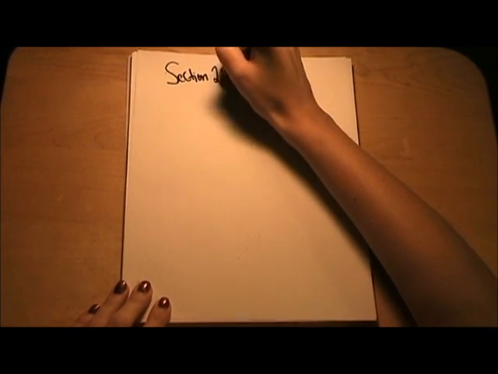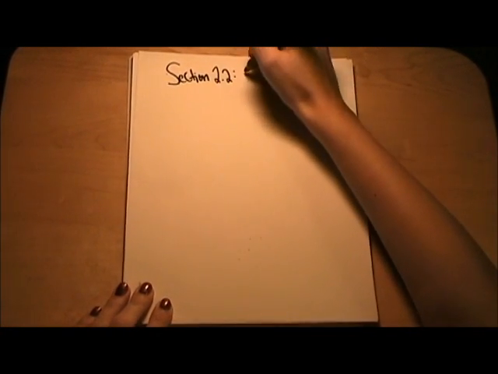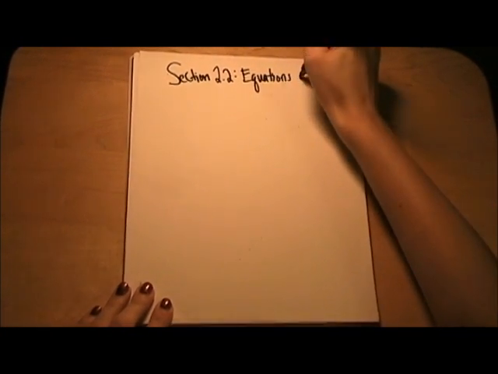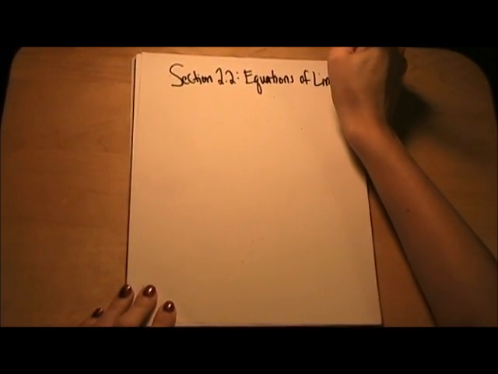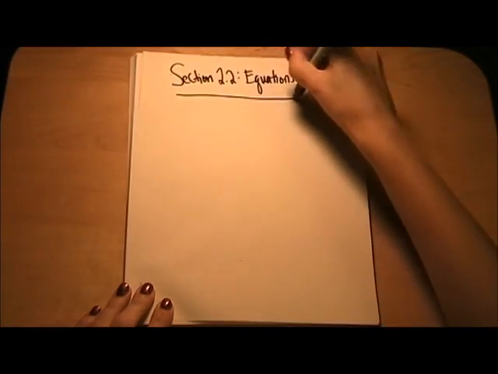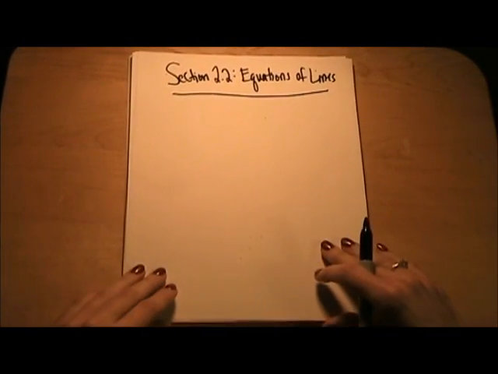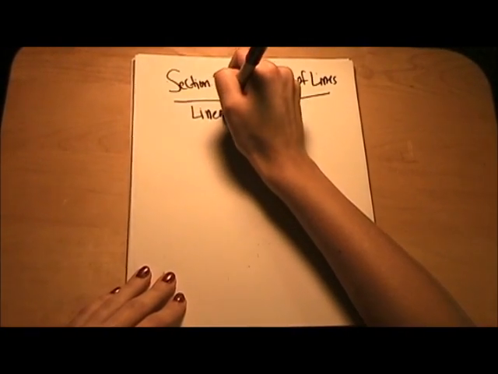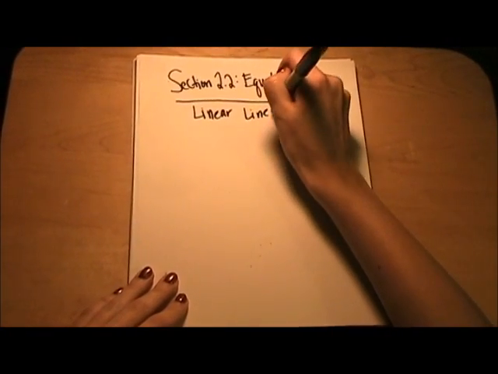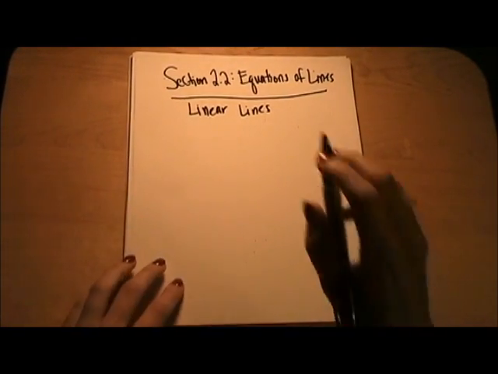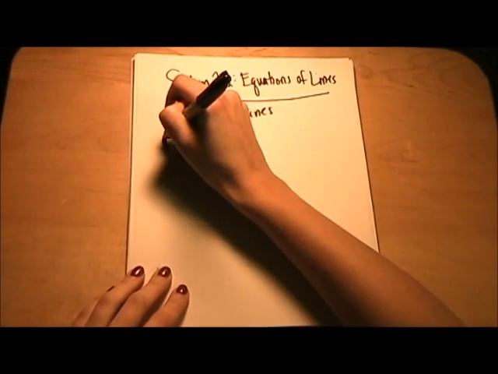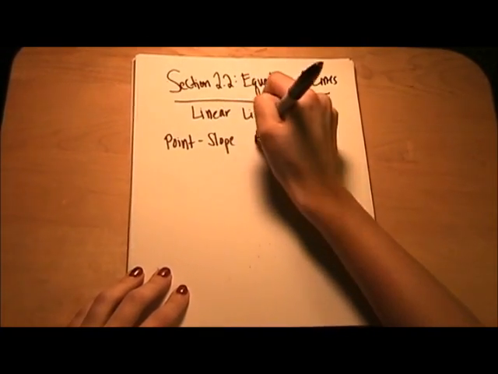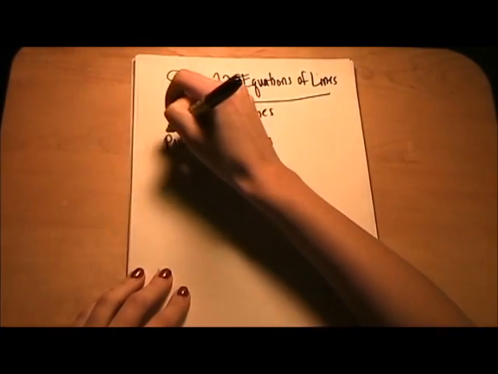Section 2.2, we're going to be talking about equations of lines. We're going to be talking specifically about linear lines first. First type of equation, we're going to talk about point slope form.